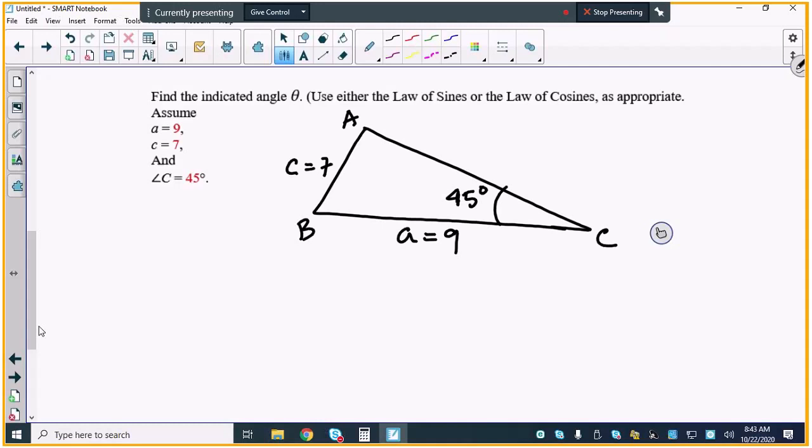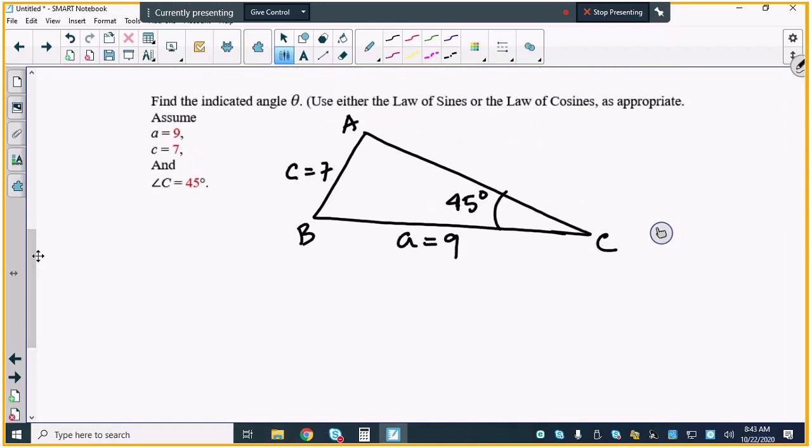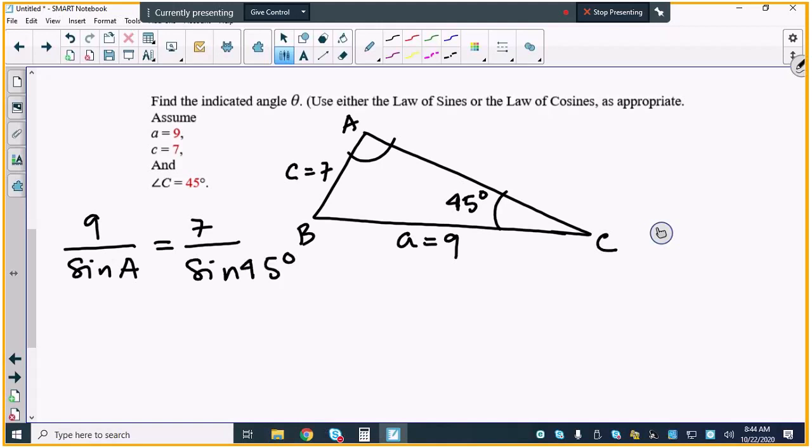And I'm going to find the indicated angle theta, and because both of these angles are missing and we are not clearly given a picture here in this problem, I'm assuming that we eventually have to find both angles. But if you think about this problem, it actually doesn't require us to do much to find the angle A, and that will be a simple rule of sines. As I will say, 9 over sine of angle A is equal to 7 over sine of 45 degrees.